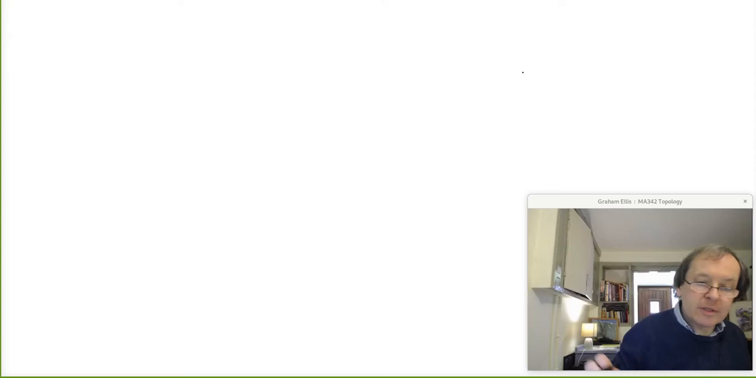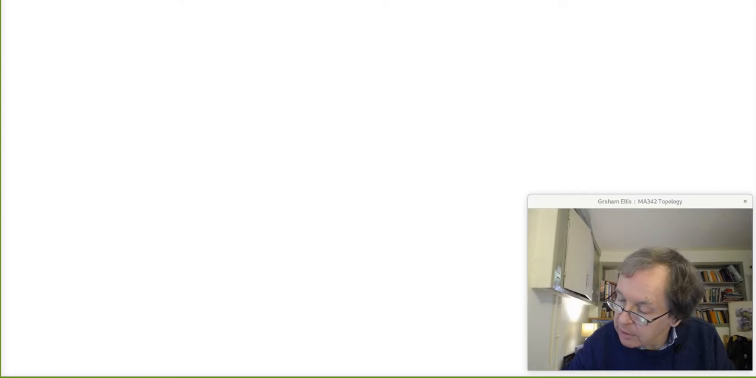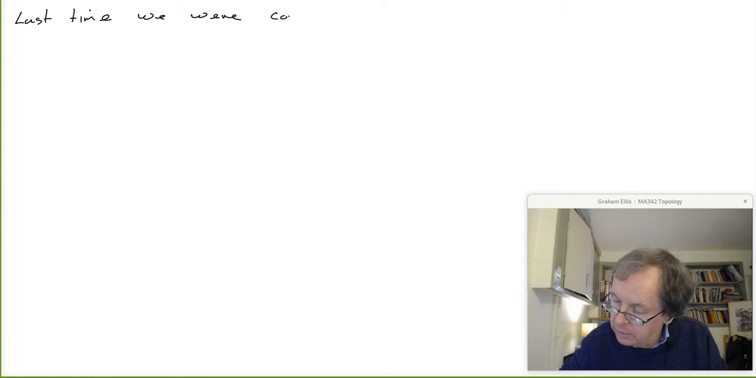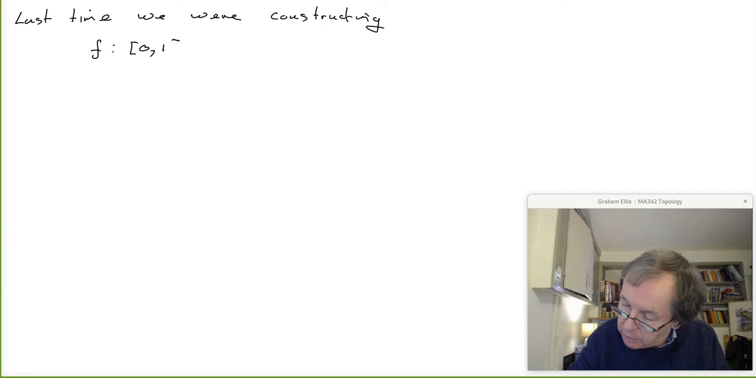I'm in the process of trying to explain or describe a surjective continuous mapping. I won't manage to do that today, but let's just recall what I'm working towards, and I'm going to have to do some more theory to get there. So last time we were constructing, or we actually constructed, a function f from the closed interval from 0 to 1 to this solid equilateral triangular region in the plane.